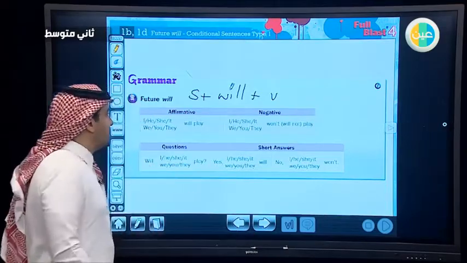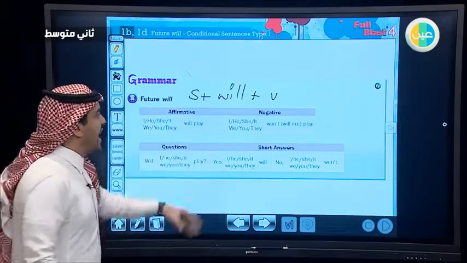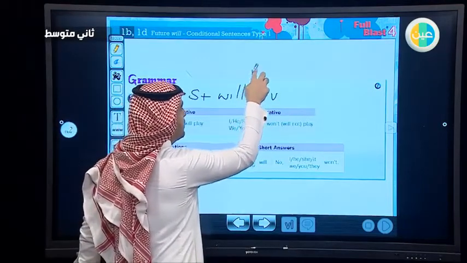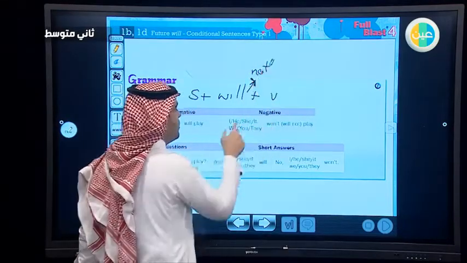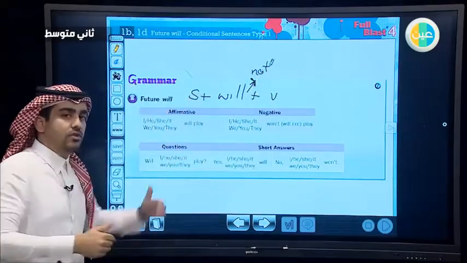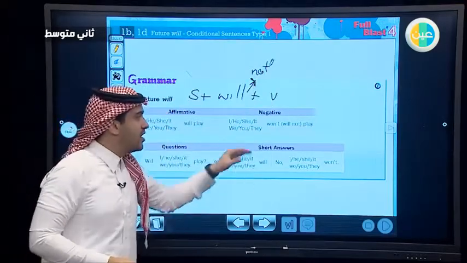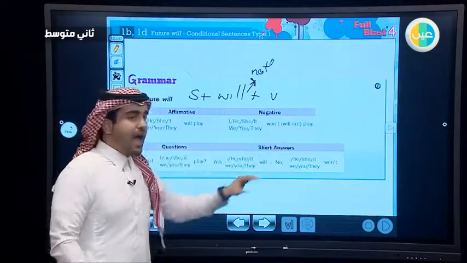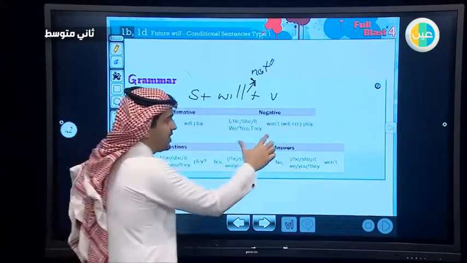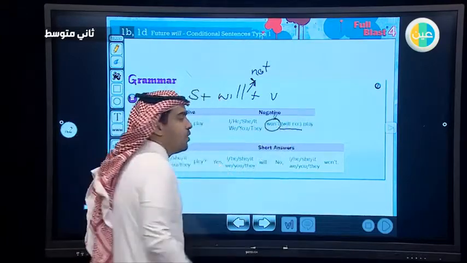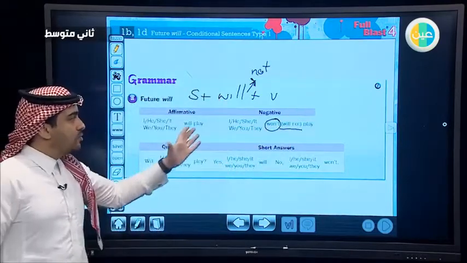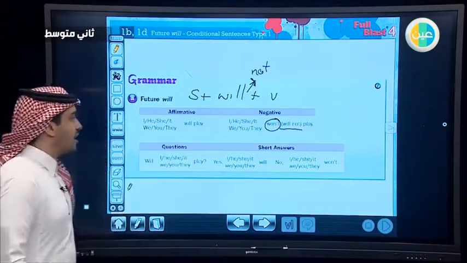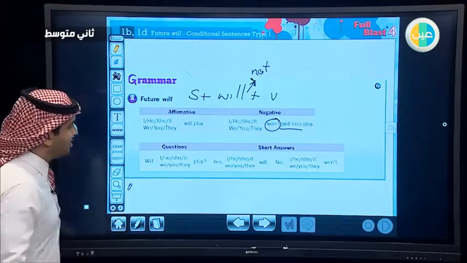For the negative form we just add not right here. So it will become I will not do this, I will not do that. Here's the example: I will not play. I can make it shorter. Instead of saying will not, I will say won't. I won't play, I will not play. It has the same meaning, so both pronunciations are acceptable.